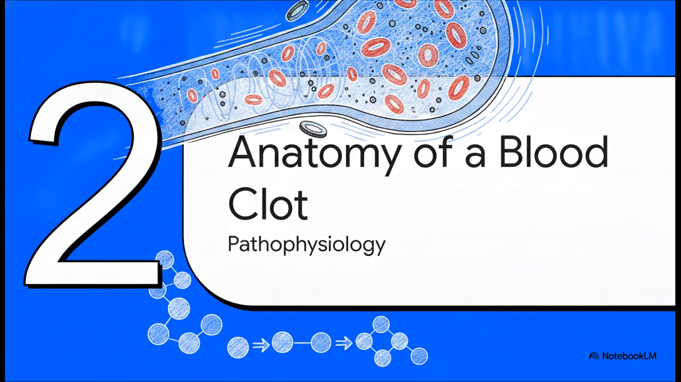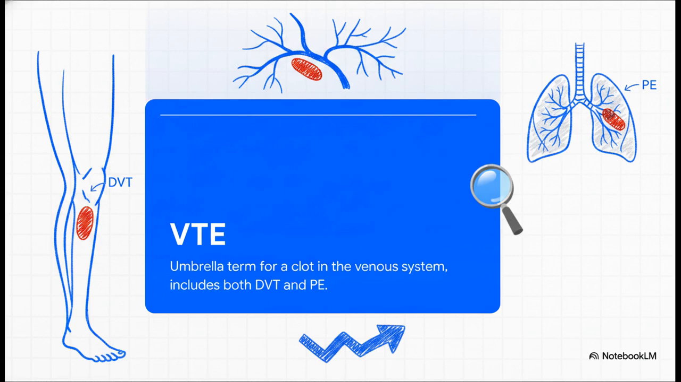Section 2, Anatomy of a Blood Clot, Pathophysiology. To really grasp what's happening to our patient, we have to look under the hood at the underlying pathophysiology. First things first, let's get our definitions straight. Venous thromboembolism, or VTE, is an umbrella term. It covers, well, any clot in the venous system. So that includes both deep vein thrombosis and pulmonary embolism.